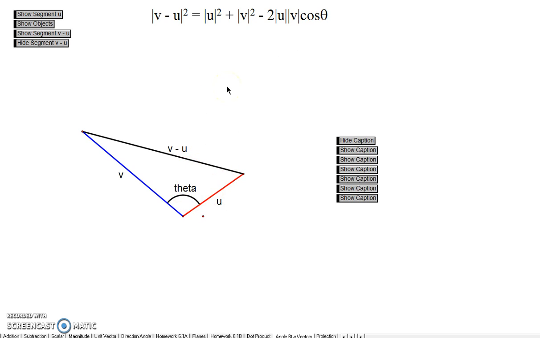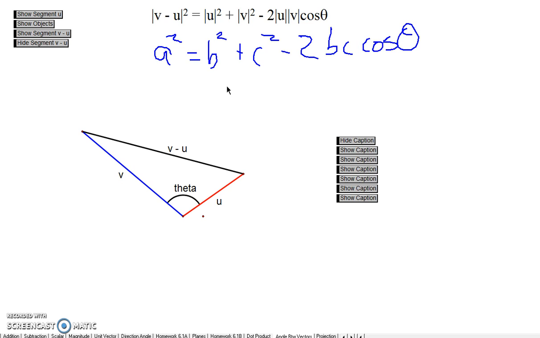If you look very carefully, let me just add something here. This is basically a squared equals b squared plus c squared minus 2 times b times c times cosine of theta. Okay, that is law of cosines right there. We're just using the description or the notation of vectors. So I know it looks kind of complicated, but it's just stuff we've looked at before.